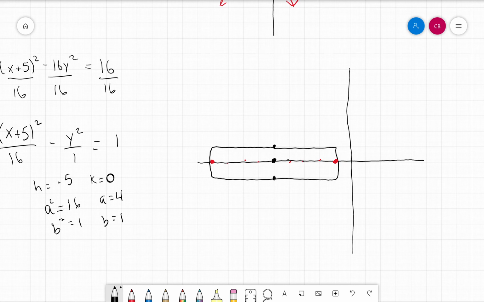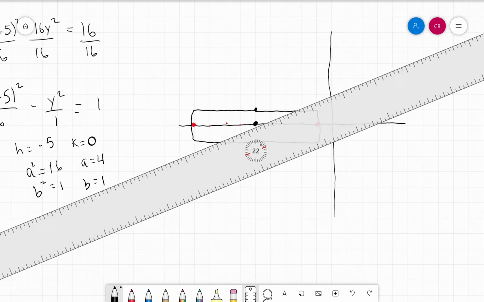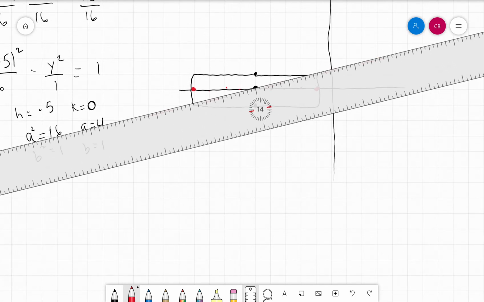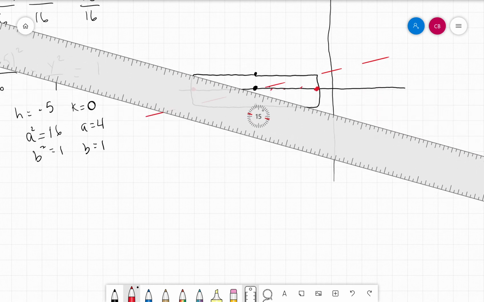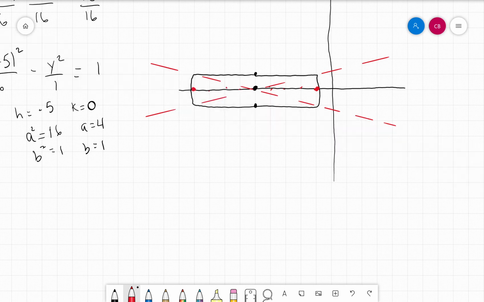Then we take our ruler. We're going to do our best. Here we go. There's 1. Obviously, guys, you're just going to try to do your best. If you don't get it, that's fine. Just try to get it close. And then, like this, and this, and that, and that.